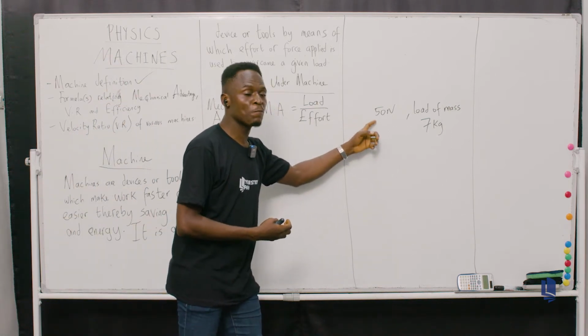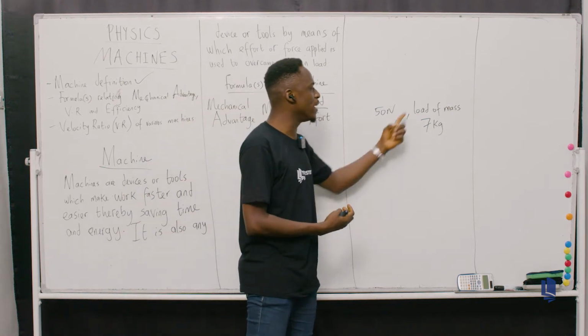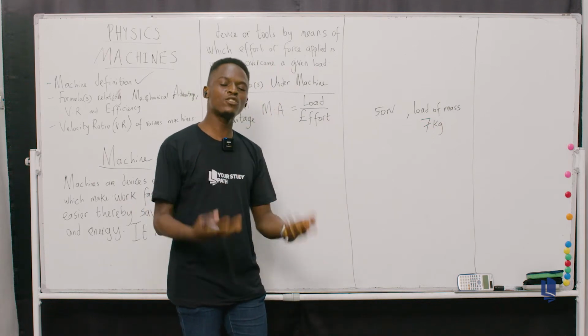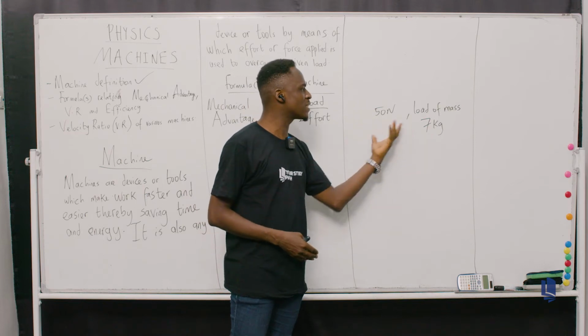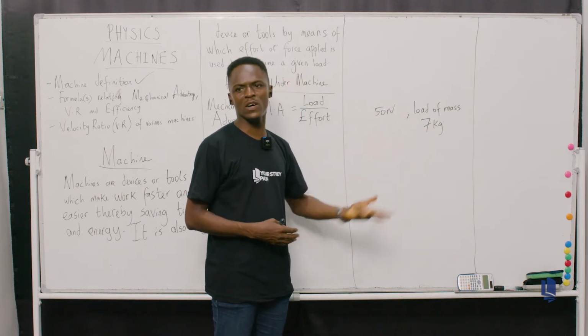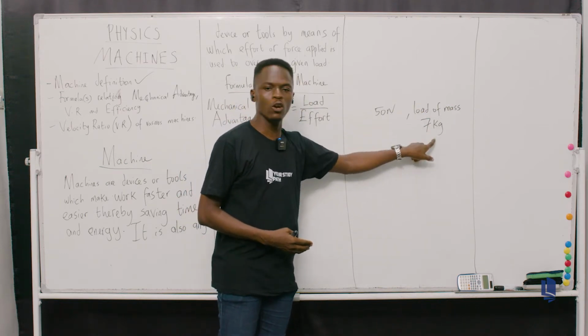A force of 50 Newton is used to overcome a load of mass 7 kg. And they will ask you to calculate the mechanical advantage, and we'll see some students mixing things up, doing 50/7 or writing some strange values. It shouldn't be, because in this case, this is the load.